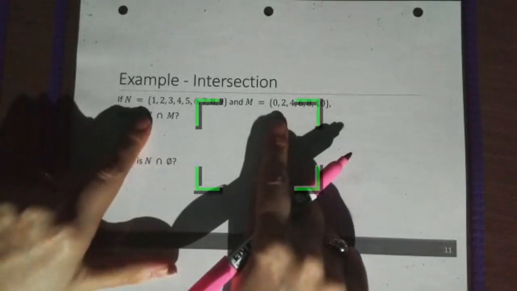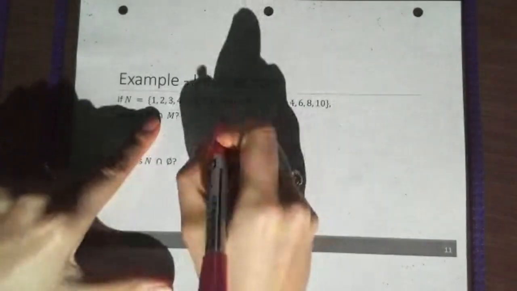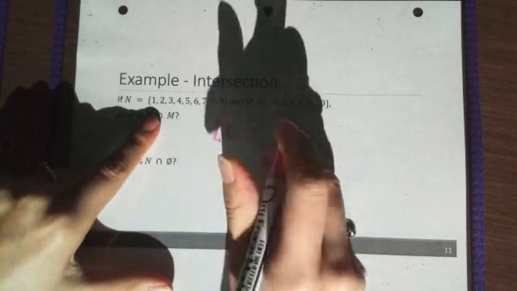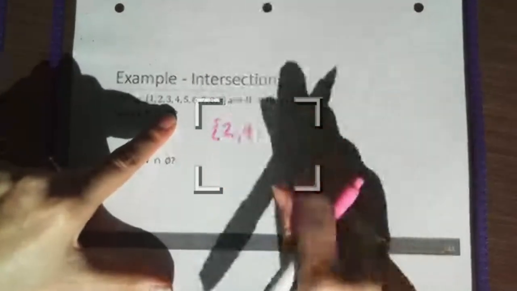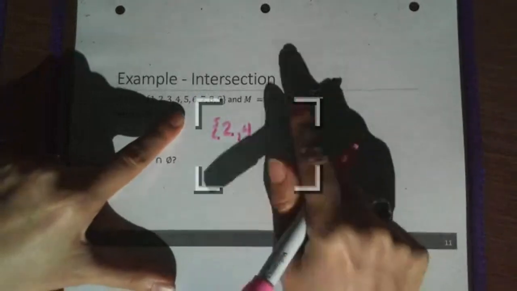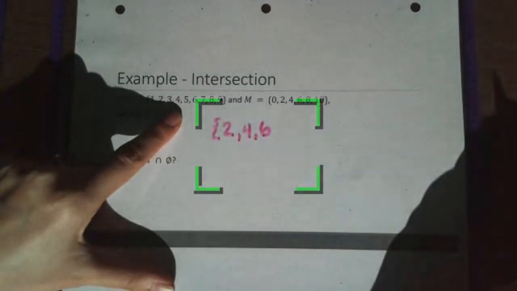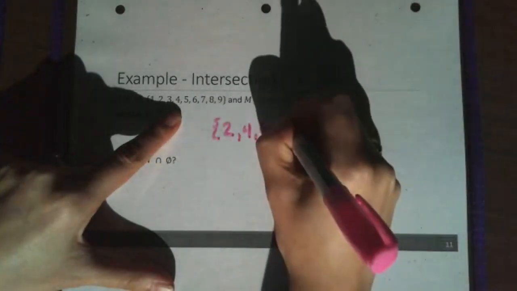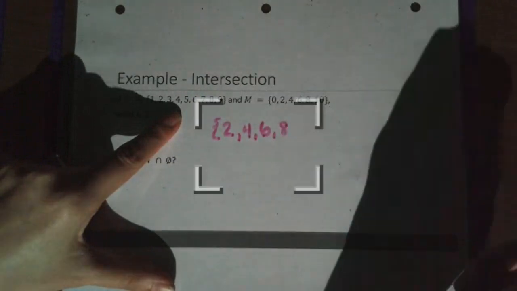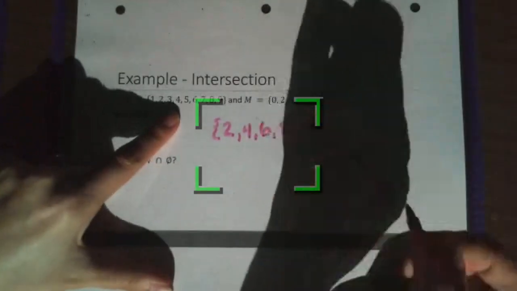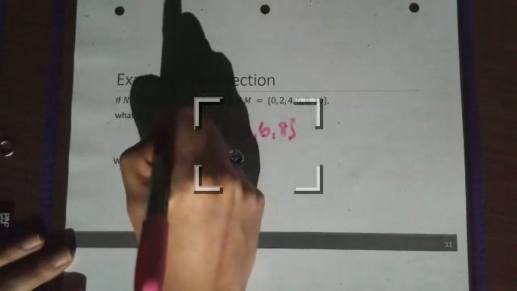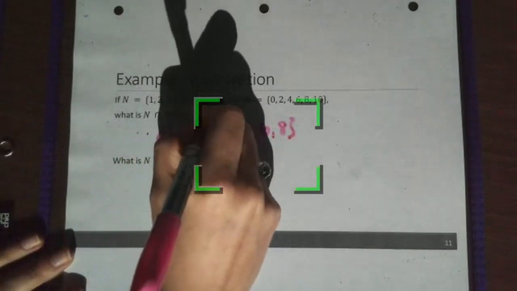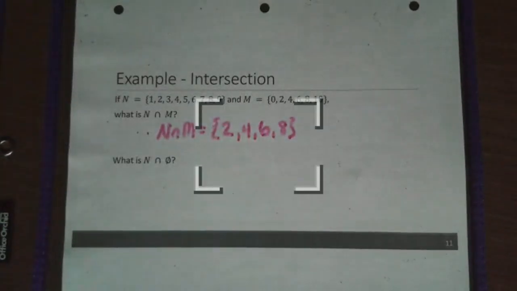Not 0, not 1, but 2 they have in common. Not 3, but 4 they have in common. Not 5, but 6 they have in common. Not 7, but 8 they have in common. Not 9, not 10. So this will be my intersection. N intersect M is equal to the set that contains 2, 4, 6, and 8.